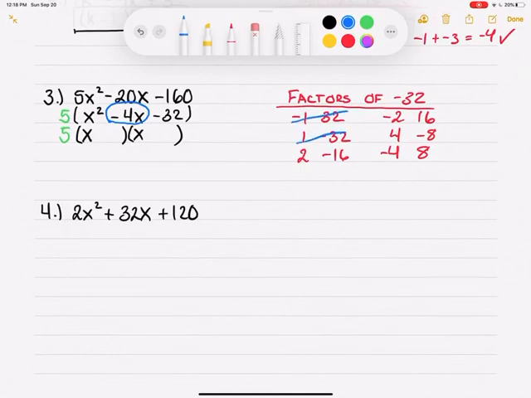Obviously, 32s aren't going to work because they're too large. The 16s won't work because they're too large. I'm down to two options. 4 minus 8 is negative 4, but negative 4 plus 8 is positive 4. So I know I want to use this pair instead of the one beneath it because I need the negative sign. So I'm going to have a positive 4 and a negative 8 to finish out my binomials. This is the completely factored version of this problem.